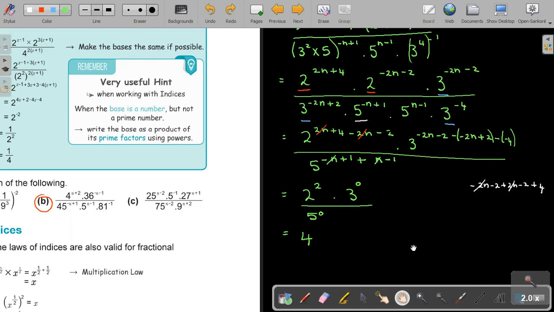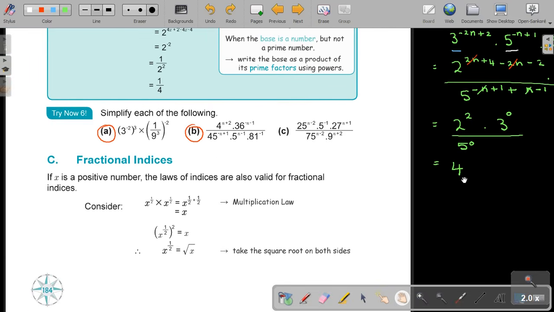Okay, let's do the last part. Just practice and just do one thing at a time. So let's look at the last, fractional indices. If x is a positive number, the laws of indices are also valid for fractional indices. And this just means that now the index or the exponents are fractions. But I still do the same. So it's half plus half, and then I get x. But don't forget, take the square root on both sides. So basically, if you have x to the power of a half, it actually becomes the square root of x. And that's almost showing you the proof.